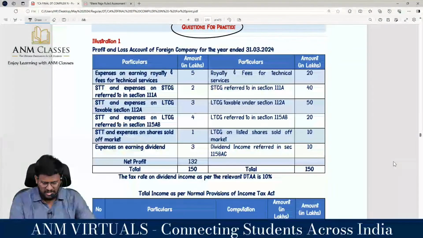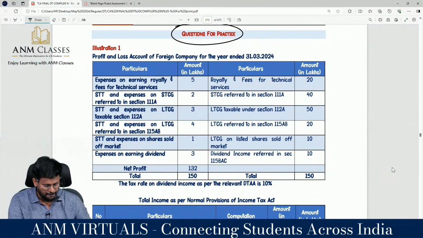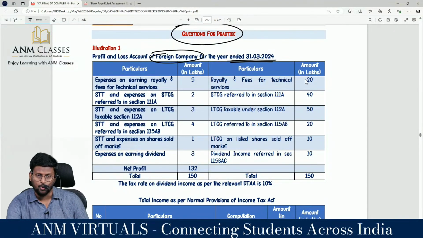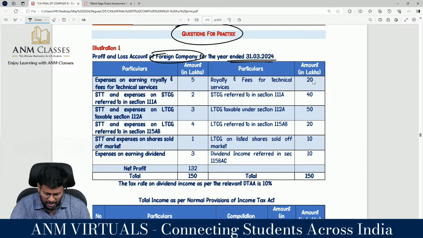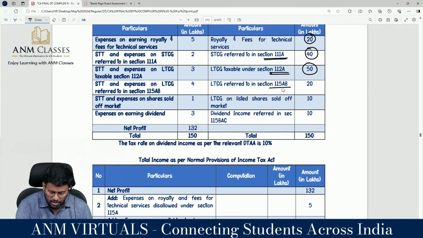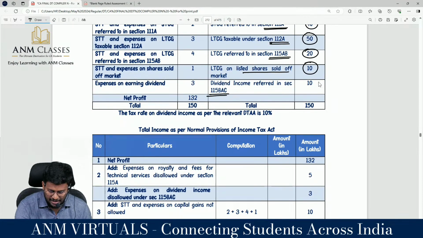What this adjustment is saying, shall we do one question to understand more, and we will read back once again. Profit and loss account of foreign company for the year ending 31/3/2024. Royalty and fees for technical services 20 lakh. Short-term capital gain referred under 111A 40 lakh. Long-term capital gain under 112A 50 lakh. Long-term capital gain referred under 115AB 20 lakh. LTCG on listed shares sold off market 10 lakh. Dividend income referred under 115A 10 lakh.